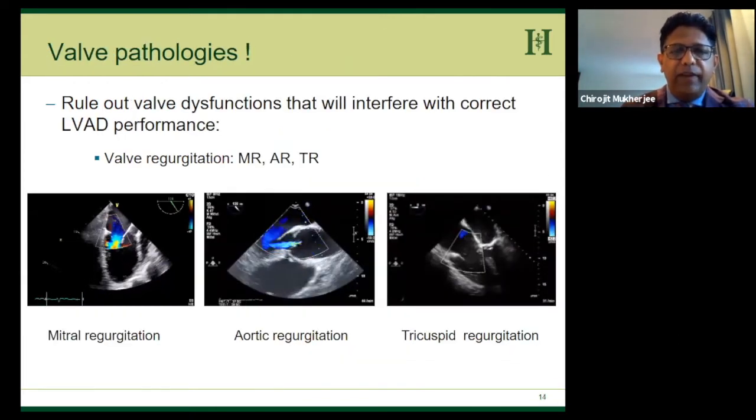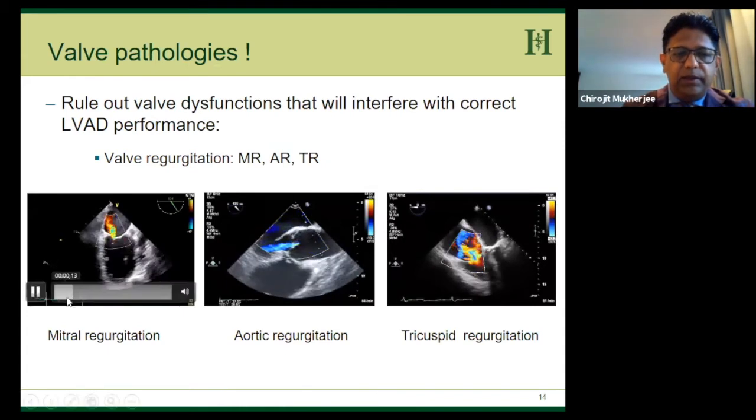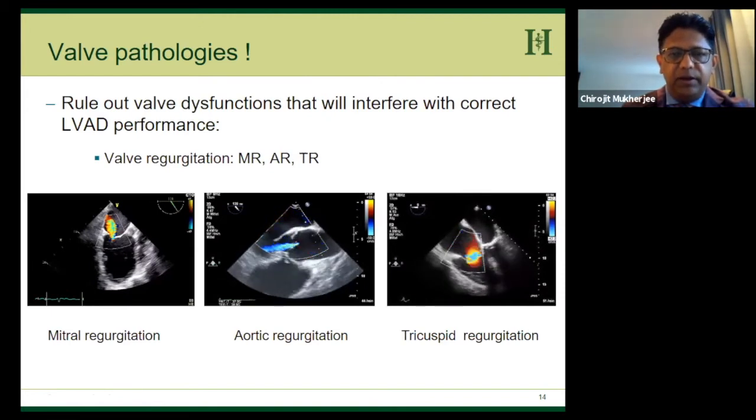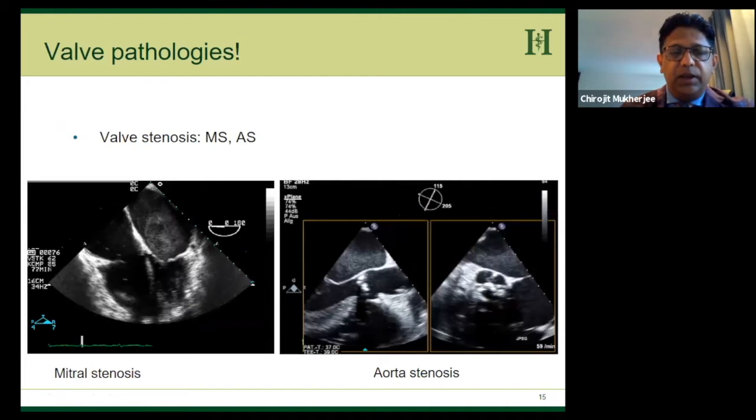If you have a valve regurgitation, obviously the trials show that if you have a mitral regurgitation, it's likely to decrease after an SS device implantation. But if you have a severe AR and tricuspid regurgitation, then obviously it needs to be addressed intraoperatively, and it's not so seldom that you have to actually see a patient with LVAD getting an aortic valve replacement in the same operative setting. So that's something you have to keep in mind.